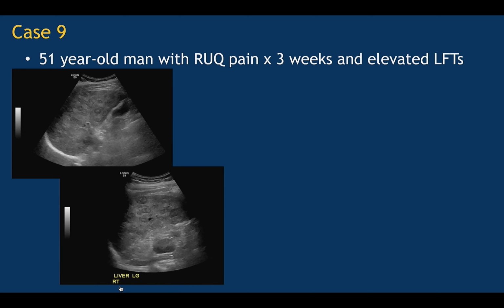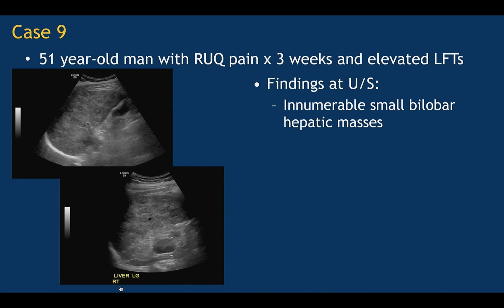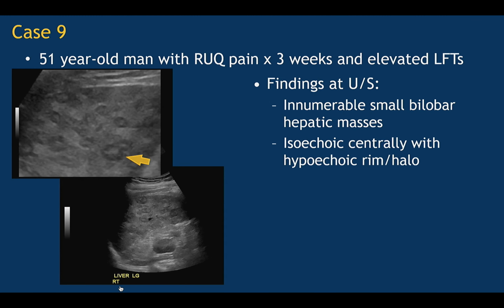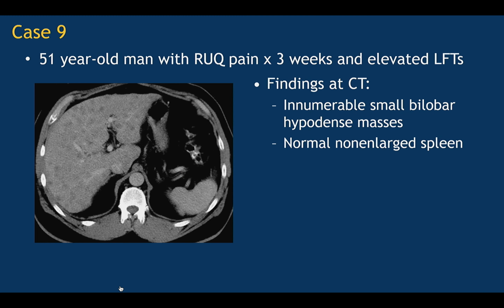Case 9 is a 51-year-old man with right upper quadrant pain for 3 weeks and elevated LFTs. We see innumerable small bilobar hepatic masses. If we take a more close look, they are isoechoic centrally with a hypoechoic rim or halo. The patient then went on to CT, which confirmed the ultrasound findings. There are innumerable small masses. They were hypodense on contrast-enhanced CT, and the spleen was normal and non-enlarged.